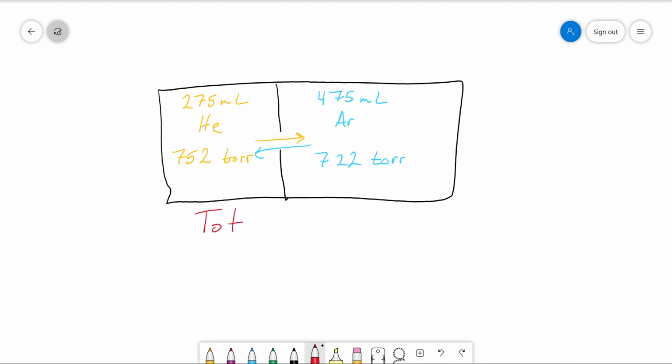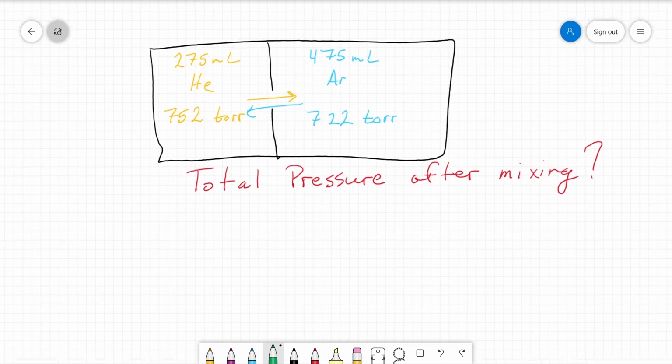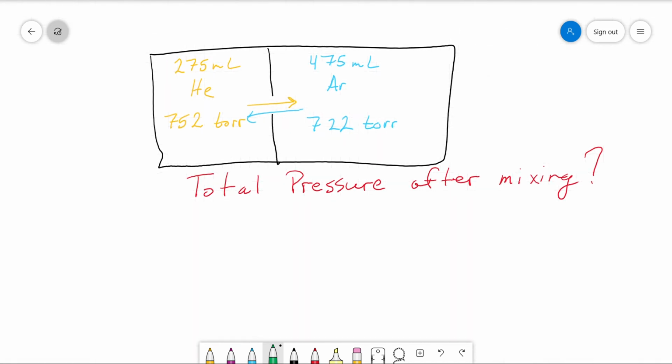Total pressure after mixing. So we have two flasks, we combine them together. We want to know what that total pressure is. Okay, first thing we want to do is find out what's the total volume, okay? Because we had two separate flasks and now we have one big flask. So what's the volume of that big flask?